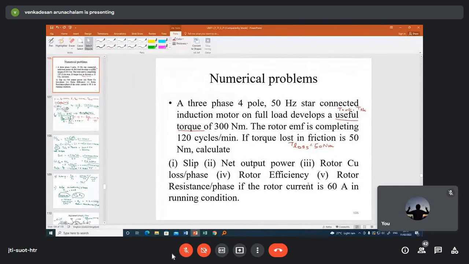Next, we need to compute the net output power. Net output power is nothing but that is the P out. This is the P out. Or this is the power available in the shaft.